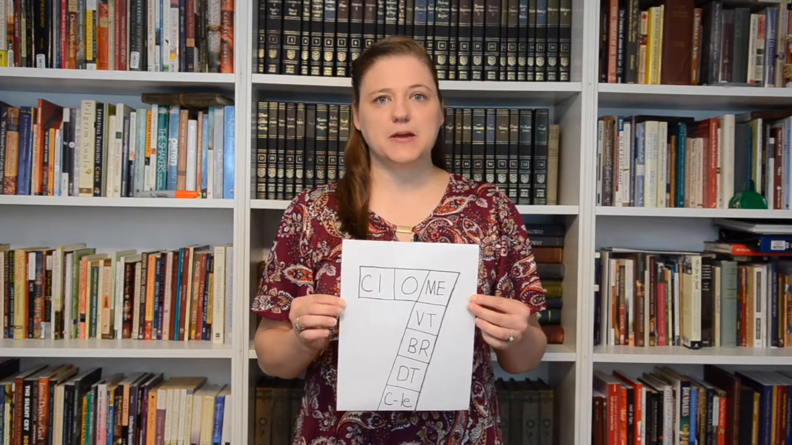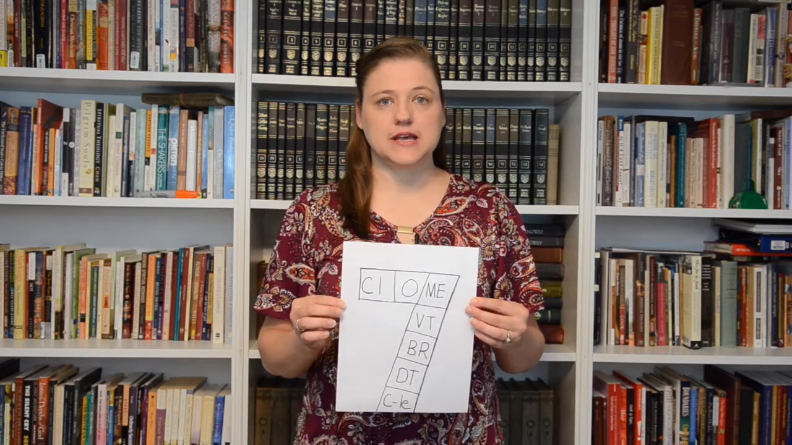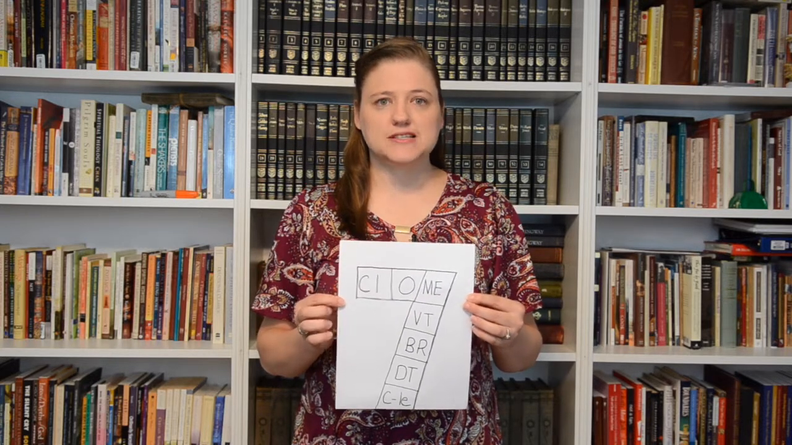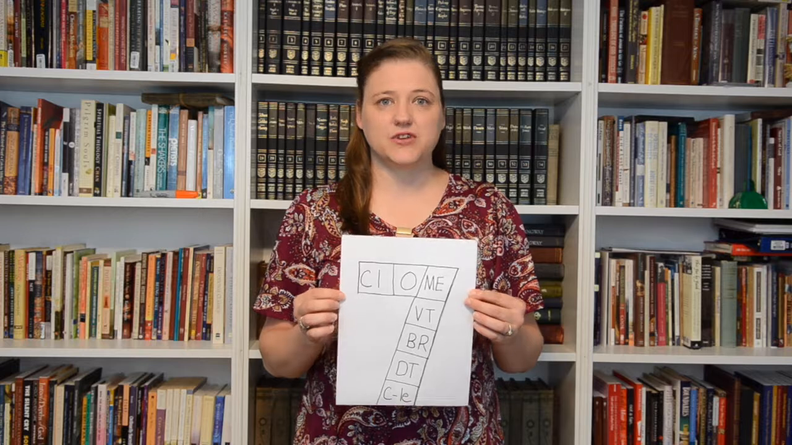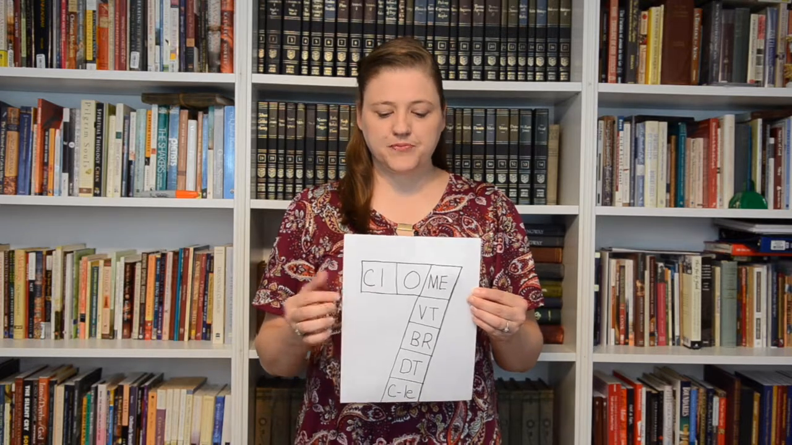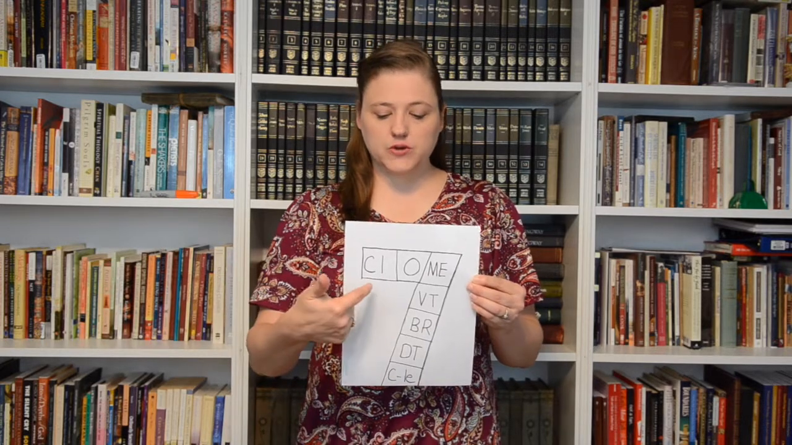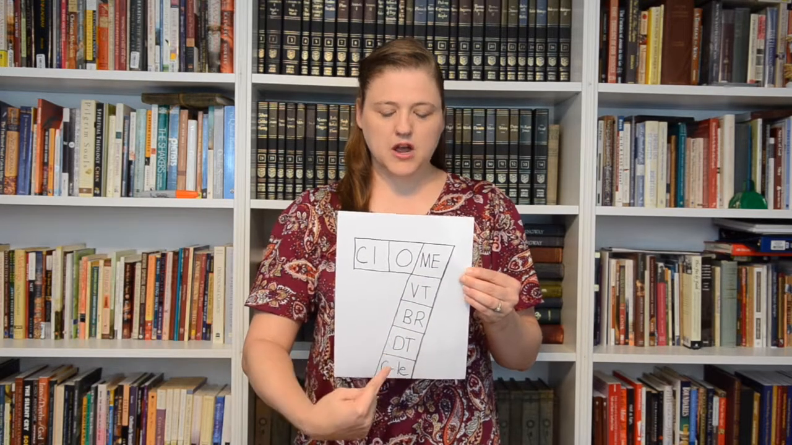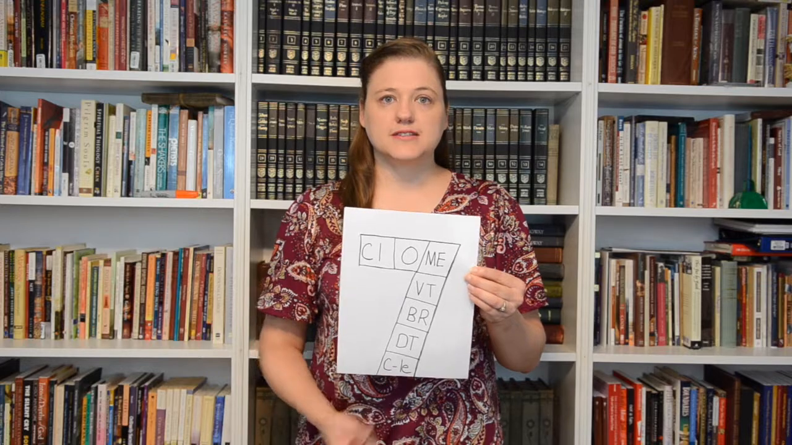Today we're going to be talking about the 7 syllable types. In a previous video, I showed you how to divide the syllables, but I wanted to take a minute to talk about the 7 different types in one video. So the 7 types are closed, open, magic E, vowel team, bossy R, diphthong, and consonant LE.